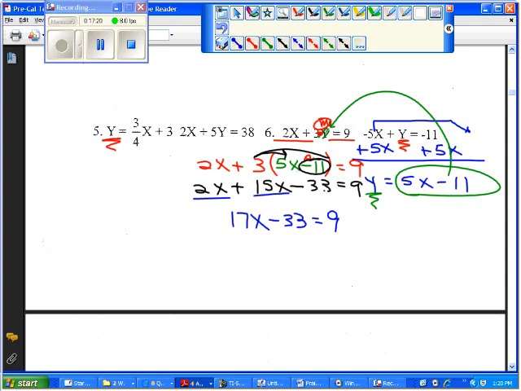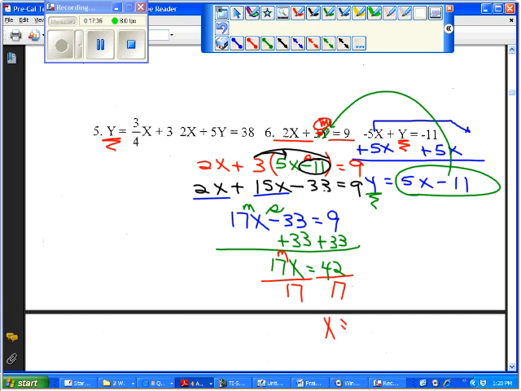Now we can undo. We have multiplication and subtraction. We undo subtraction first by addition. And we get 17x equal 42. Undo multiplication by division. And we get x is equal to 42 over 17. Because it doesn't divide evenly and it won't reduce, so we leave it improper.